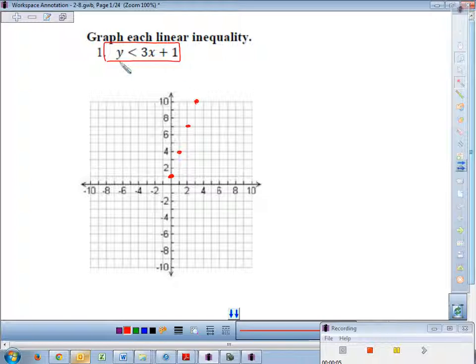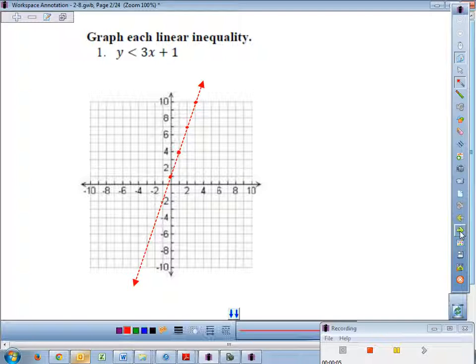And all that is, if this has an equal to bar, the line will count. If it does not have an equal to bar, the line will not count. So should I put a solid line or a dashed line? Dashed line, meaning any point on that line really doesn't satisfy this situation. For example, I want to explain it right the first time. If I put the point 0, 1 in here, would you all agree that 0, 1 is on that line right there? That will not make this inequality true.